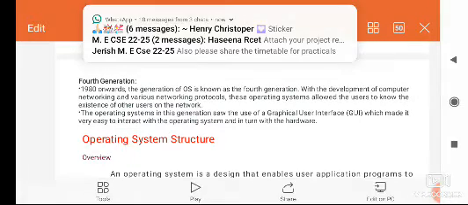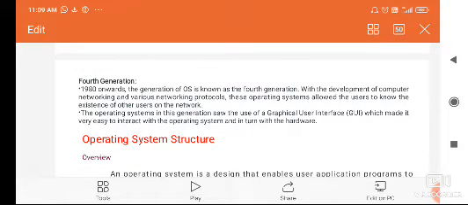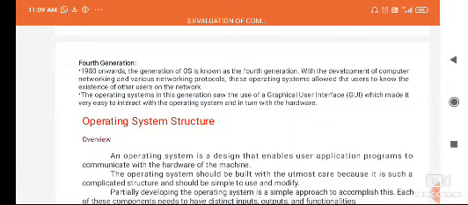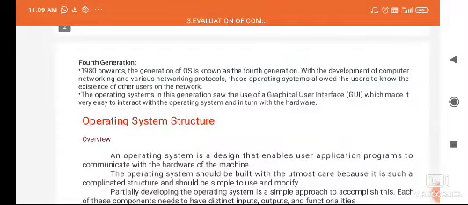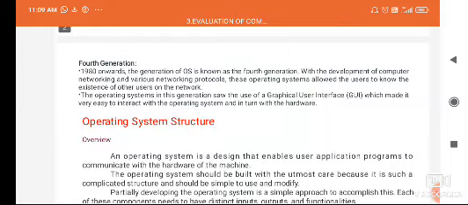The fourth generation, 1980 onwards, is known as the fourth generation of OS. With the development of computer networking and various networking protocols, these operating systems allowed the user to know the existence of other users on the network. The operating systems in this generation saw the use of a graphical user interface, which made it very easy to interact with the operating system and in turn with the hardware.